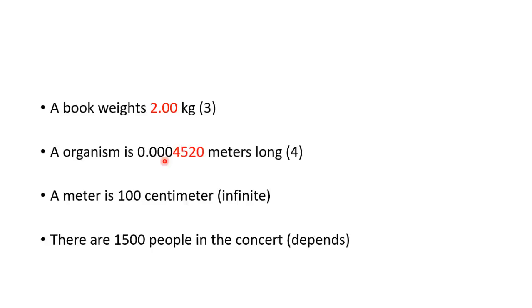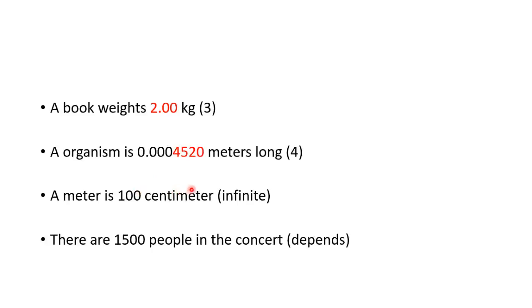0.0004520: the number is less than 1, and it has a decimal. Therefore, all these zeros to the left of the first non-zero digit, which is this one, are insignificant, and all the zeros to the right of the first non-zero digit are significant. So this 0 is significant, and you have 4 significant digits: 1, 2, 3, 4.